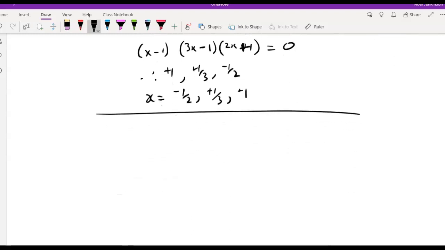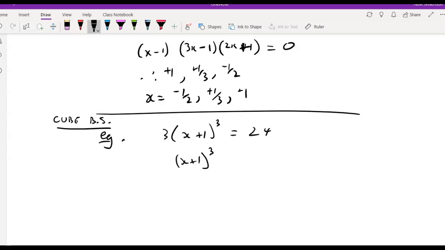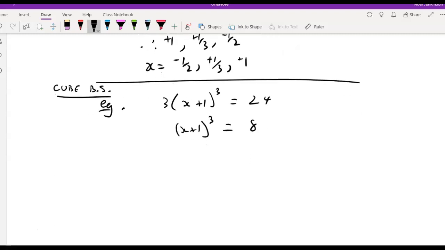I'll give you another example that might be a little bit different. That is where you have a cubic like this. We did these in quadratics too, where you had to square both sides. This would be an example where you're going to cube both sides. Cube both sides. I just rearrange that a little bit. I divide 24 by 3, we get 8, and I'm going to cube both sides. Now this one has a perfect cube, even if it doesn't.